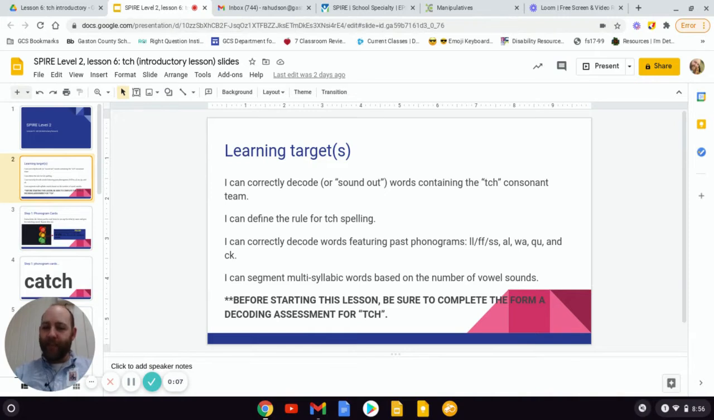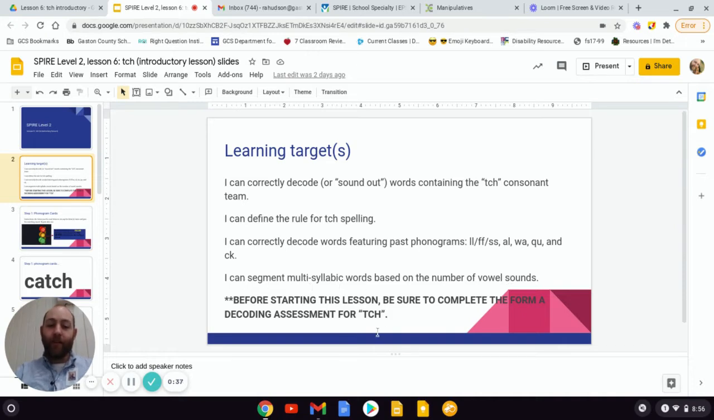And before we begin, I'm going to talk to you about the learning targets. So, the learning targets today are: I can correctly decode or sound out words containing the TCH consonant team. I can define the rule for TCH spelling. I can correctly decode words featuring past phonograms LL, FF, and SS, AL, WA, QU, and CK. I can segment multisyllabic words based on the number of vowel sounds that I hear.